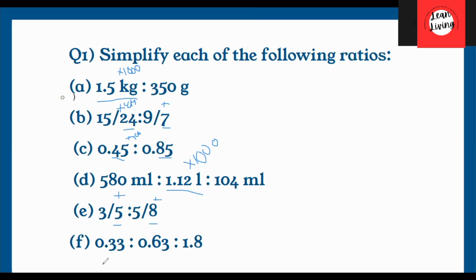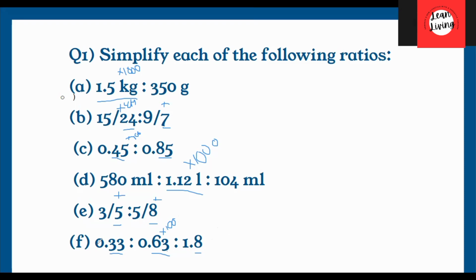Here in this question, we are having 0.33, 0.64, ratio 1.8. Now over here, there are two decimal places. However, here it's only one decimal place. So you are going to play safe by multiplying each of them with 100 so that every decimal is removed in all three of them. Then you are going to have 33, 64, and then 180 and simplify it further. I hope it's clear to you all.